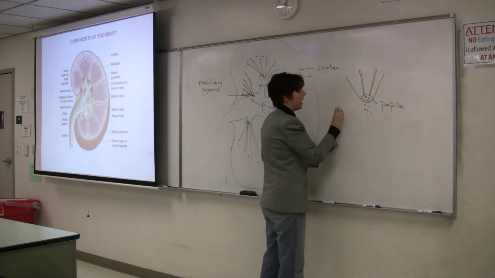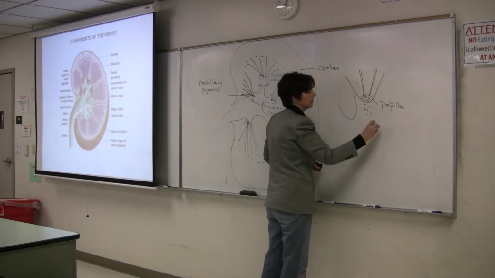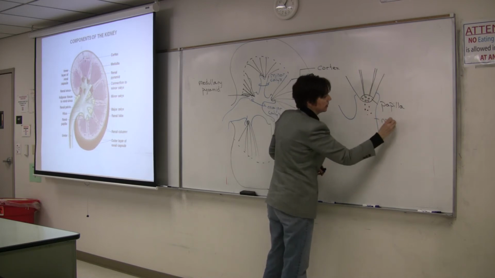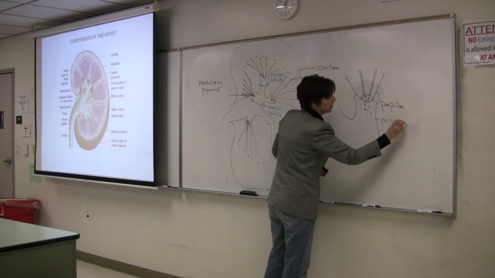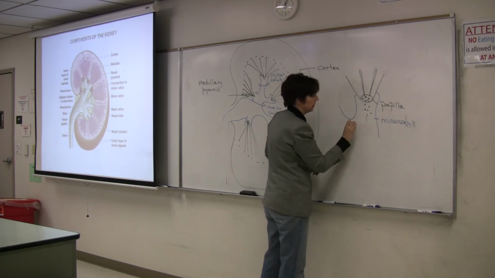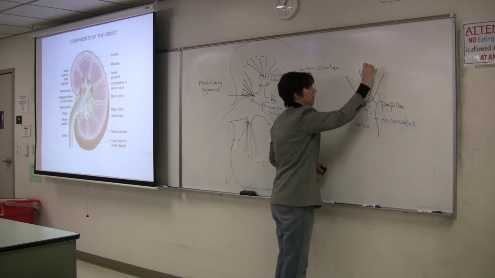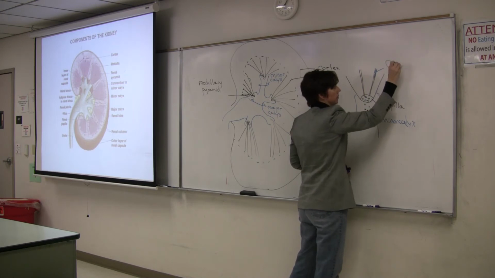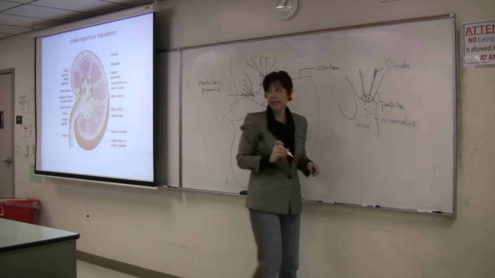So if I were to draw that over here, so this would be a minor calyx. And this would be urine. Up here, it would be filtrate. Okay?